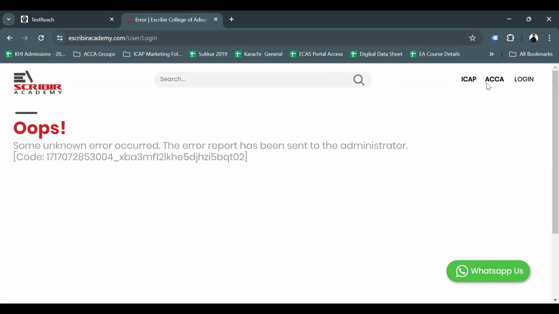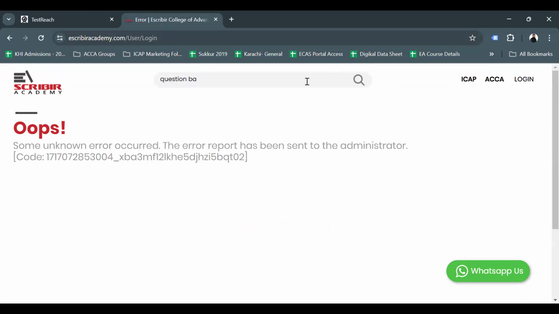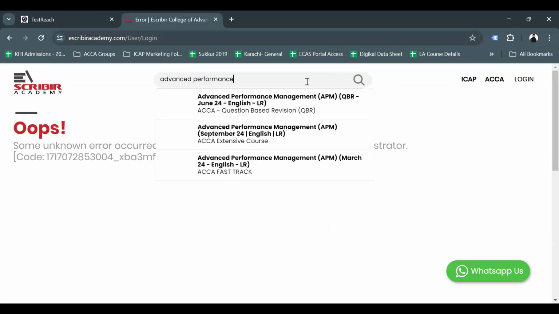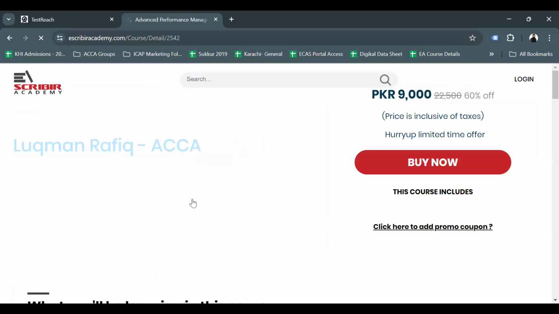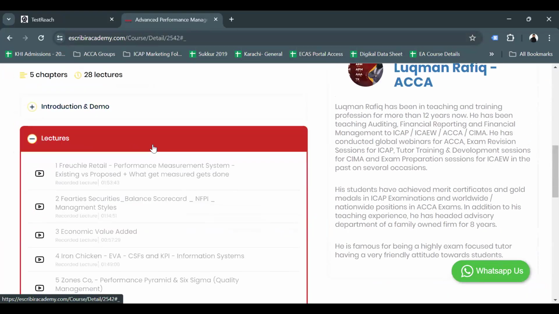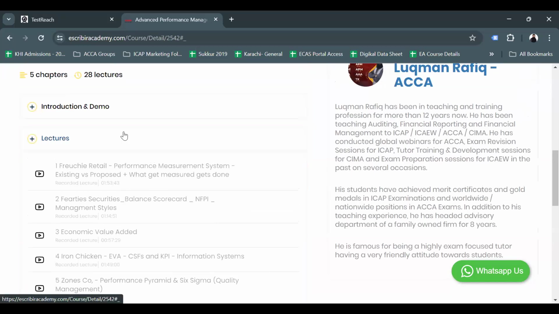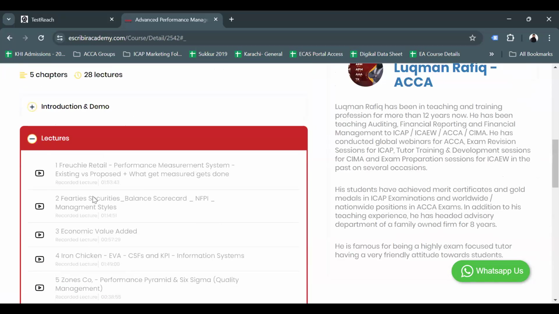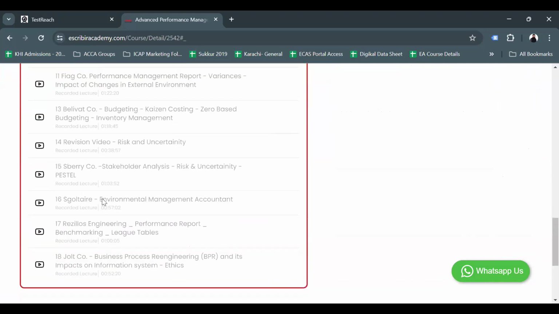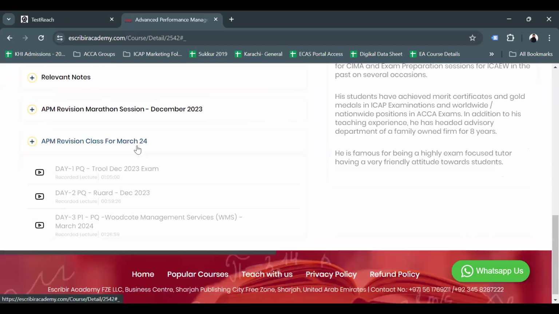Let me open up the question bank, Advanced Performance Management QBR. See, there are these 5 chapters, these lectures, and there are these 18 questions in the QBR. If you do these, believe me, you will be able to pass easily. Just do these 18 questions. That's covering almost the whole syllabus.